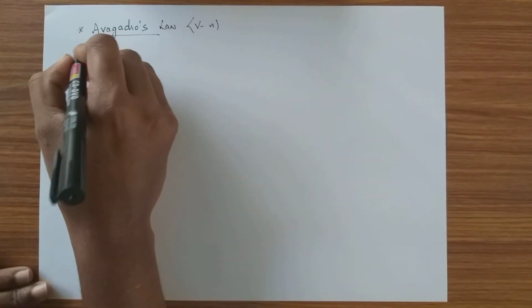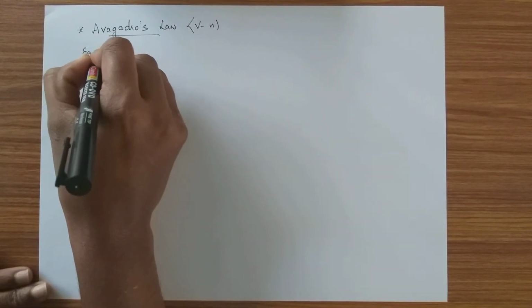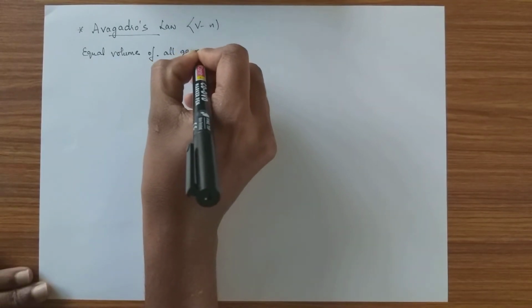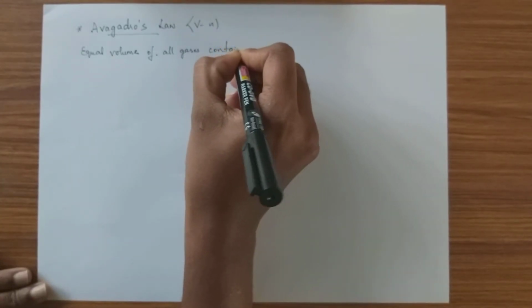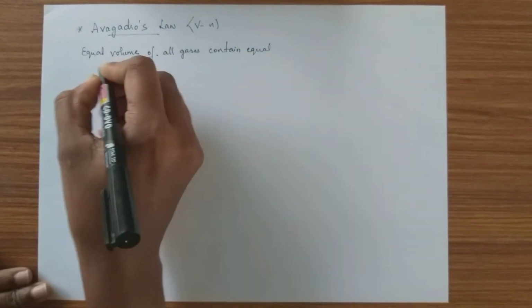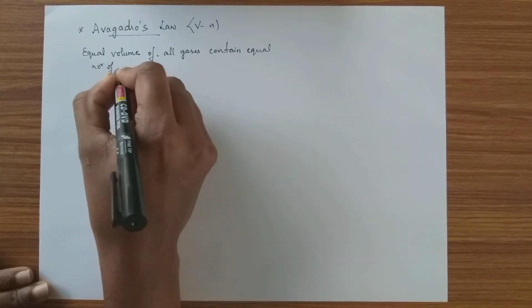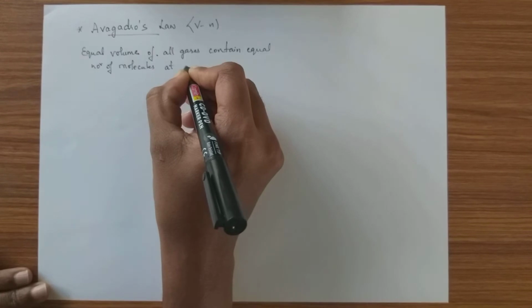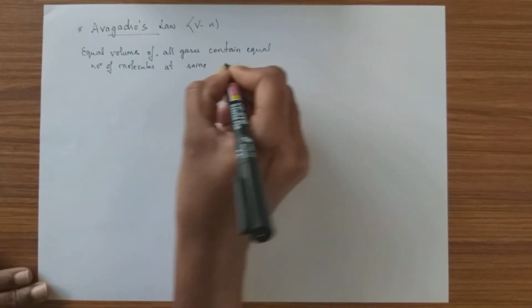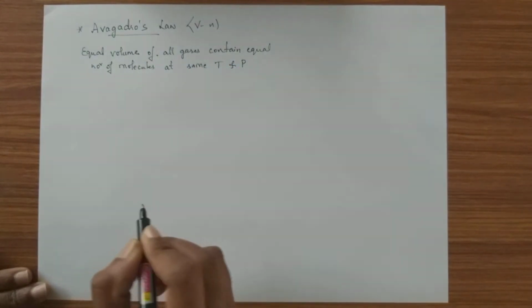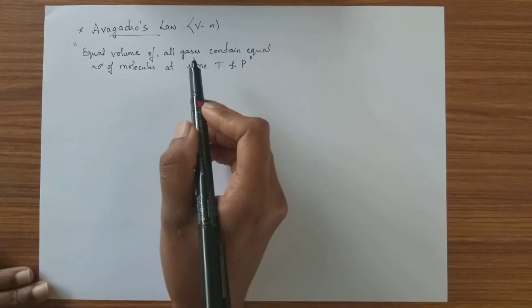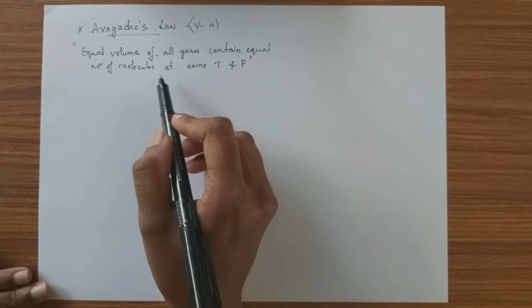According to this law, the statement is: equal volumes of all gases contain an equal number of molecules at the same temperature and pressure. Clear? So this is the statement, that is equal volume of all gases contain equal number of molecules.